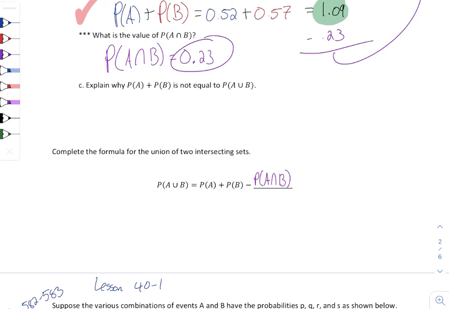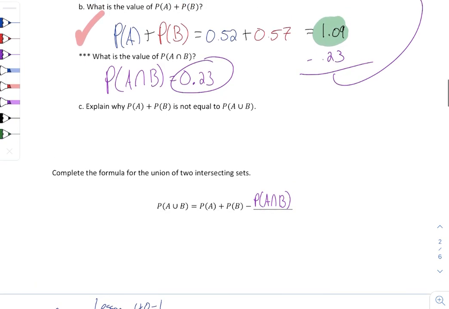And that's kind of the reason behind this addition rule. If you knew all of the information, you wouldn't really need to use it. It's here to fill in gaps. So we're going to use this in the future to fill in gaps of things that are missing.